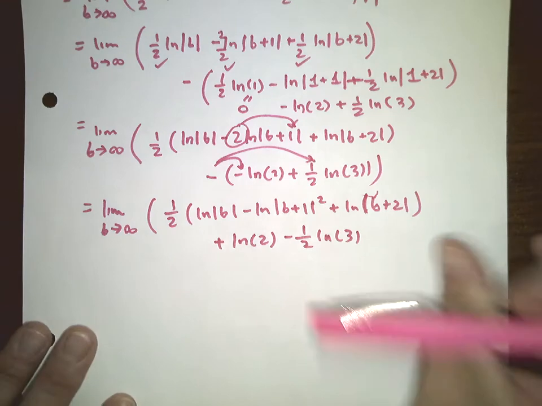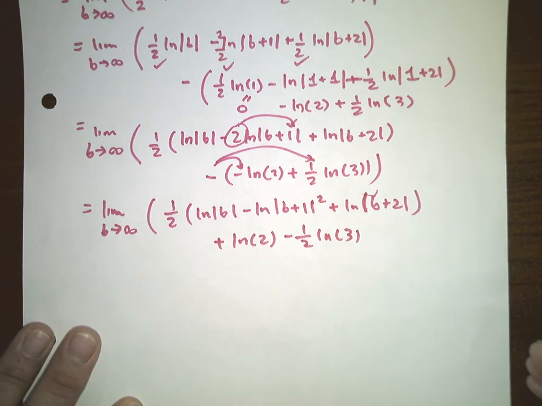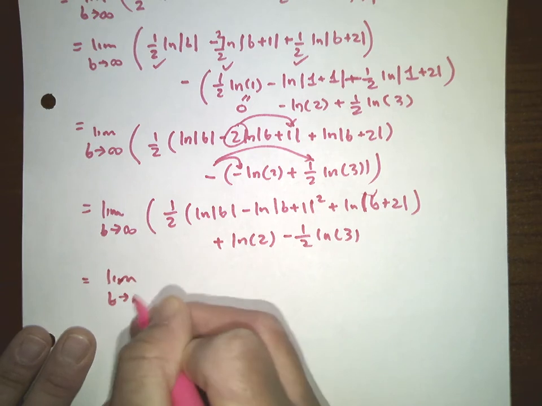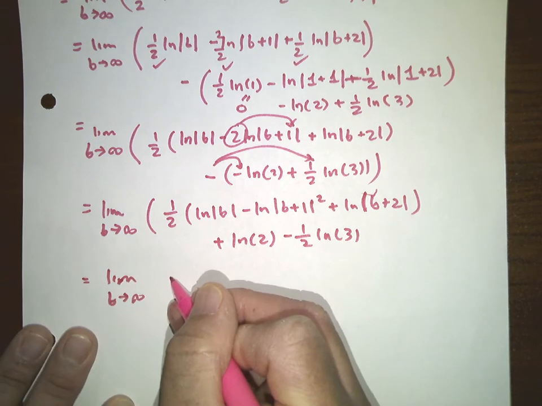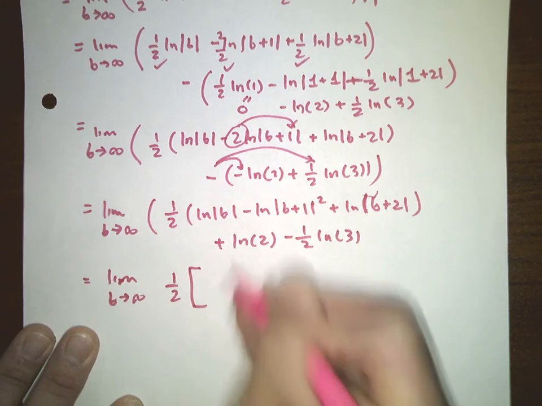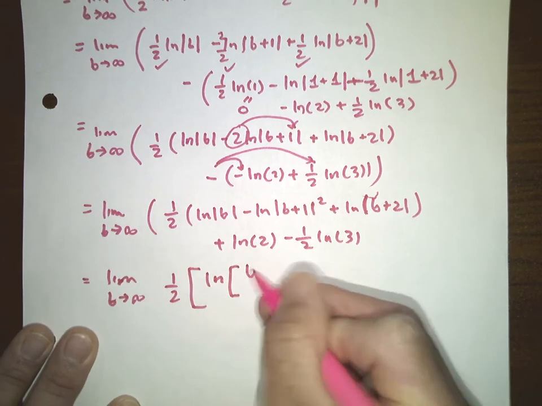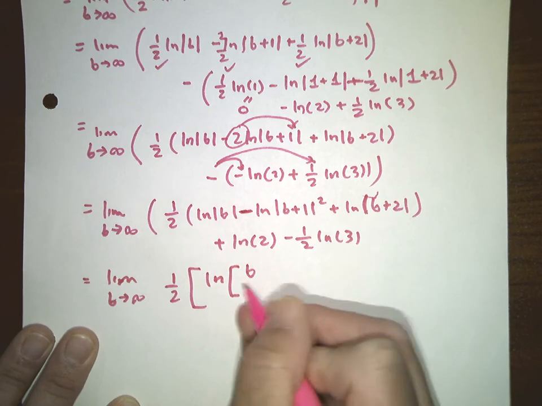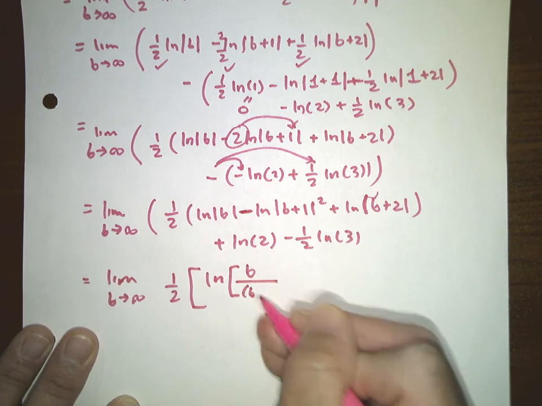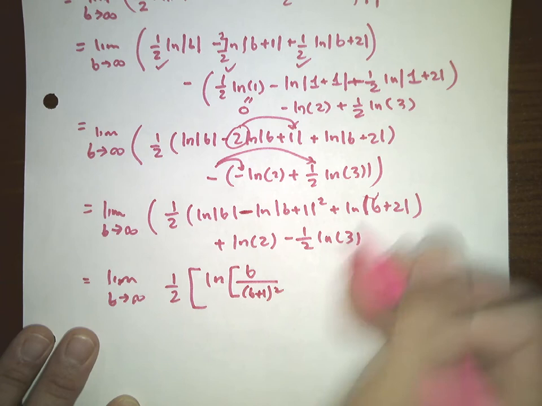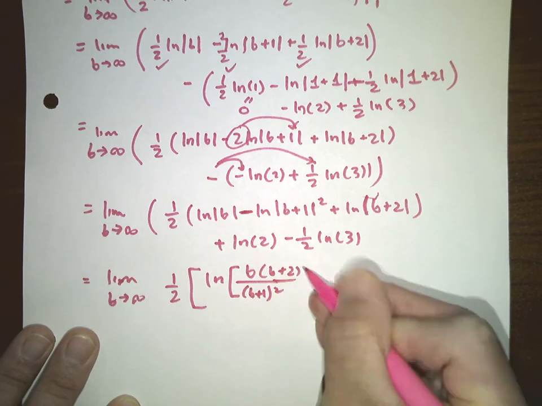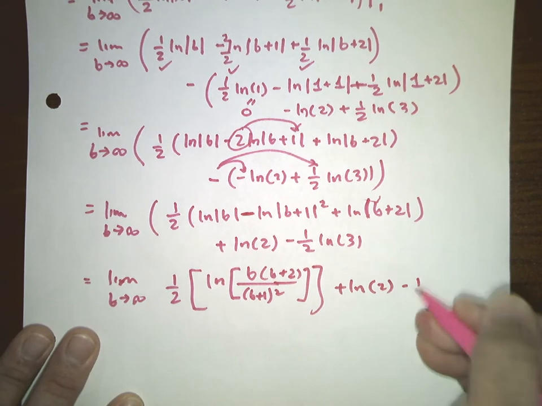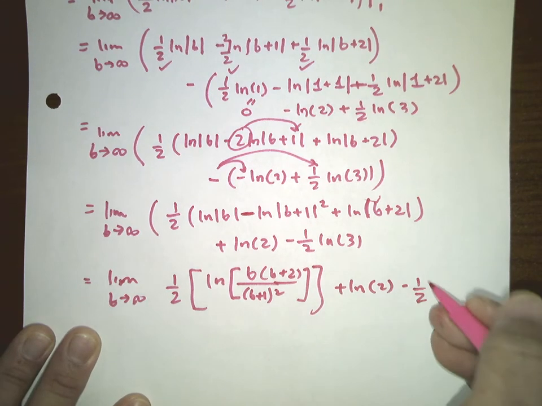And then I'm still not done. What a time to be alive, right? So now let's use the properties of logarithms again. So we have limit as b approaches infinity of 1/2. And then we have natural log in the numerator of b. And then the negative here in front of the natural log of b plus 1 squared means that b plus 1 squared goes to the denominator. Then we have a b plus 2. All right, then we have a plus natural log of 2 minus natural log of 3 over 2, or 1/2 natural log of 3.